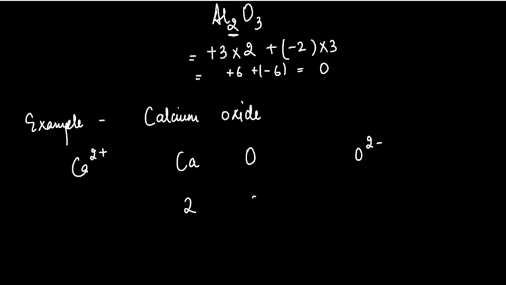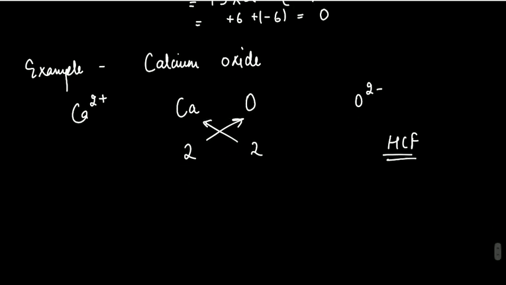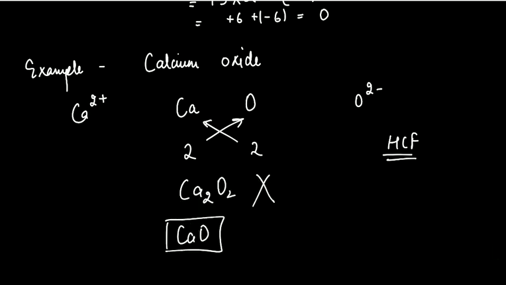So in that case, we follow the concept of highest common factor. This 2 and 2 will cancel with each other and we are not going to write Ca2O2. Please remember, this is wrong. So we will write CaO because it's the same number. Following the concept of highest common factor, it will be cancelled off and we will get the formula as calcium oxide, CaO.